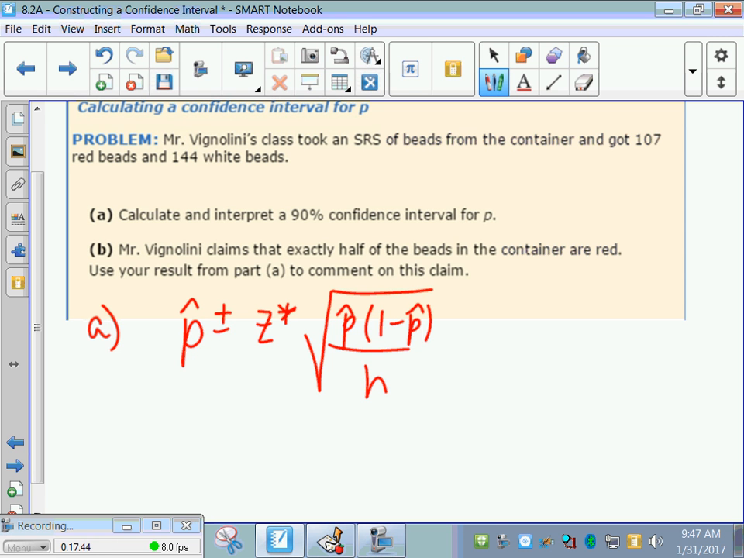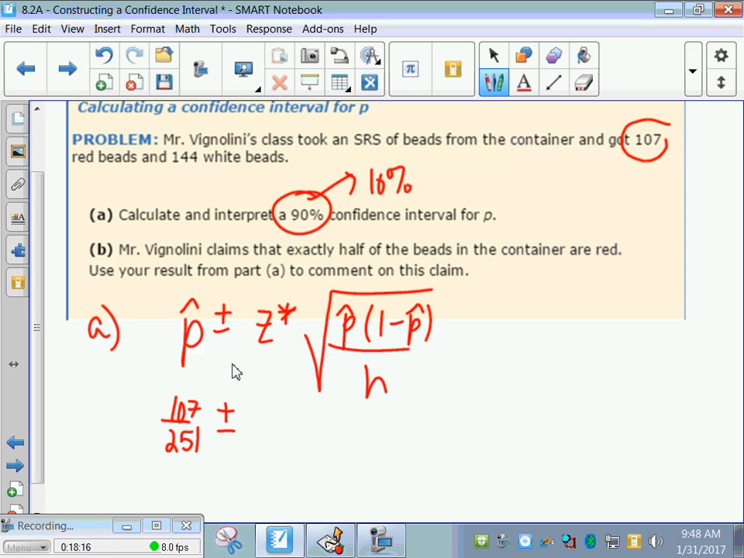All right, so let's plug in. So P hat, you guys, P hat is what our statistic was. We got 107 over the total. What was the total again? All right, so 107 over 251, or just plug in that decimal. Plus or minus our z-score. Well, 90% confident. Again, we take the 10% and we divide it by 2, and we do our inverse norm to get that z-score, or use your table.